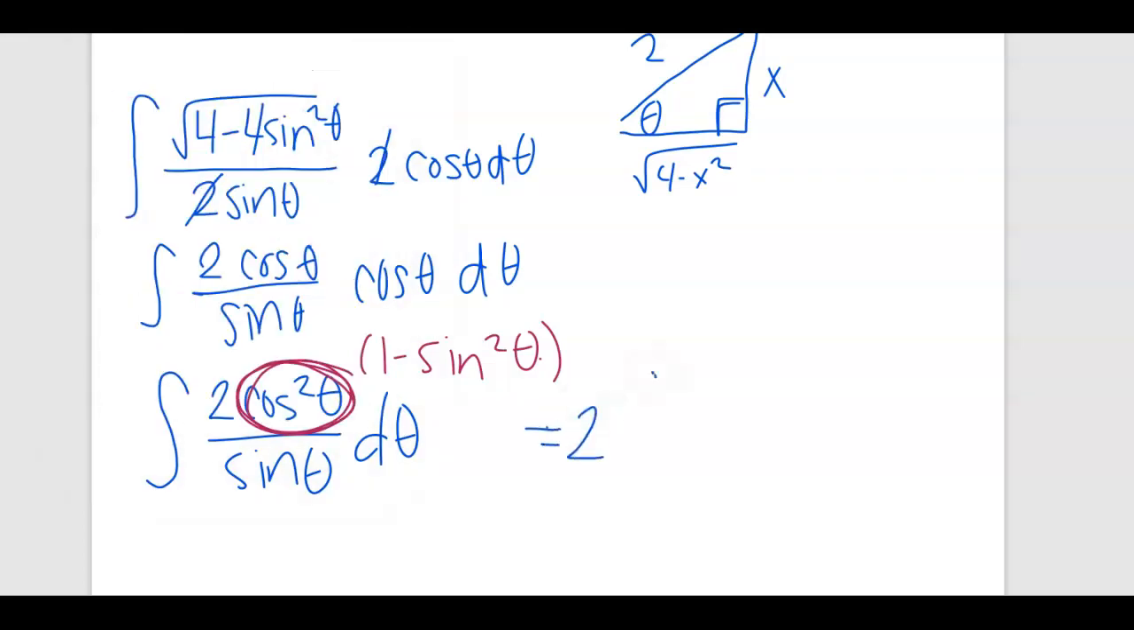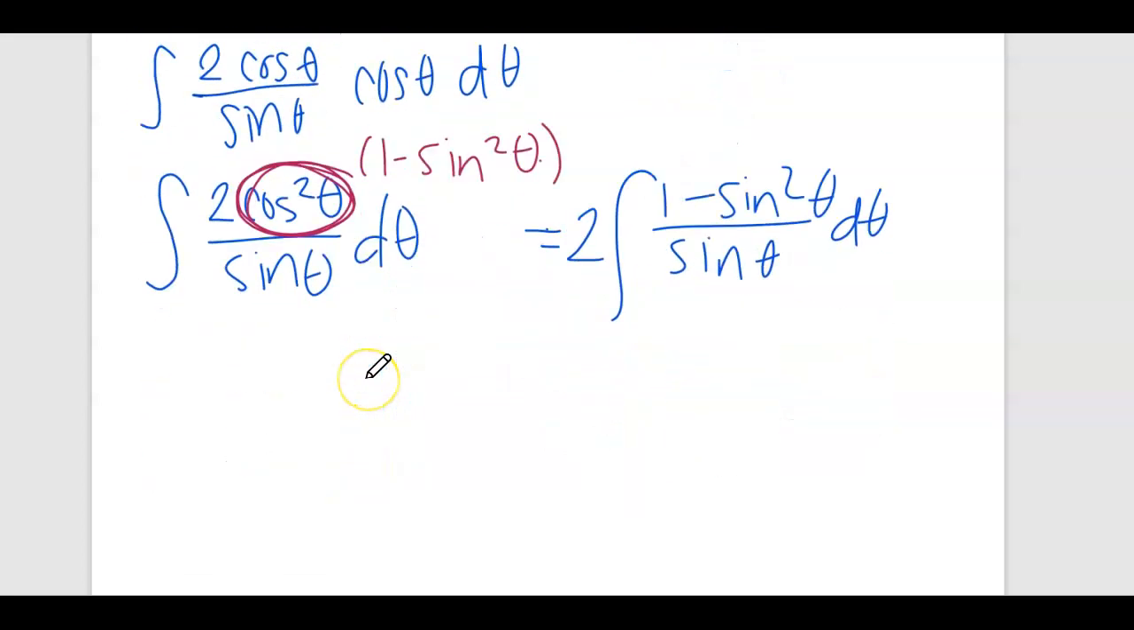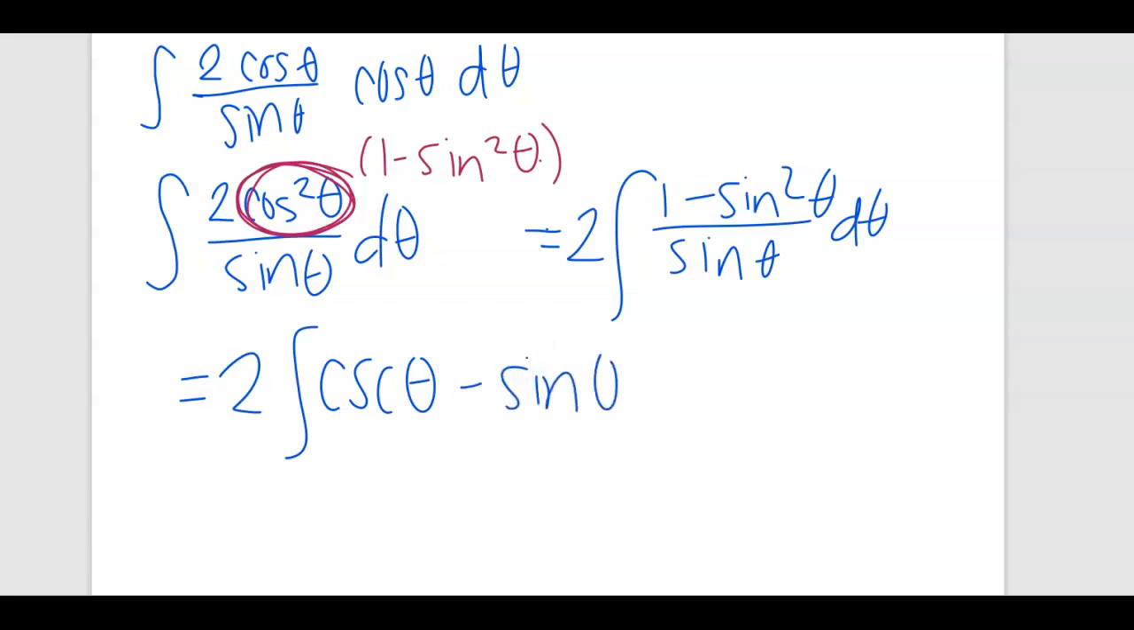I'm going to take the 2 out just because it's in the way right now. I'm going to end up with 1 minus sine squared over sine. And that's going to give me 1 over sine, which is cosecant theta, and then sine squared over sine is just sine.